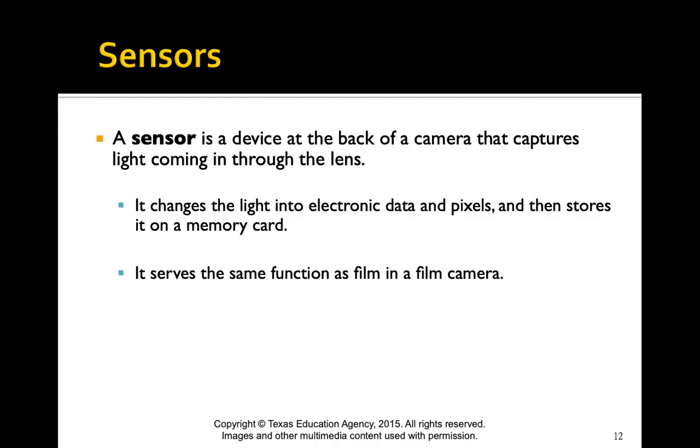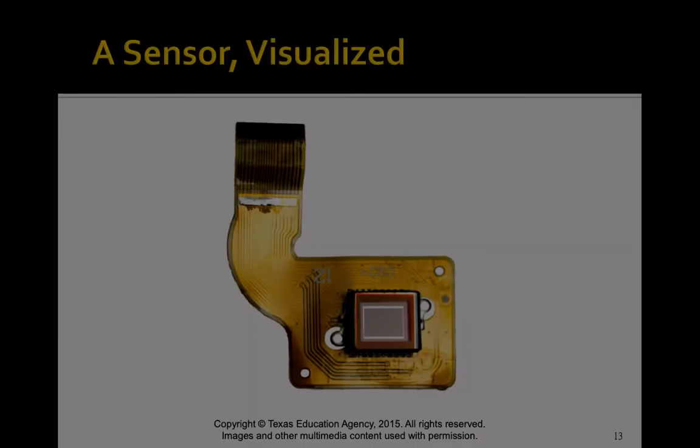The sensor is a device at the back of the camera that helps capture the light coming through the lens. So if you had a film camera, the film would be picking up how the light moves. But with a sensor, it's actually digital data that it picks up in pixels, and it stores it on the memory card. So when you do get to school here, you will have to have your own memory card.